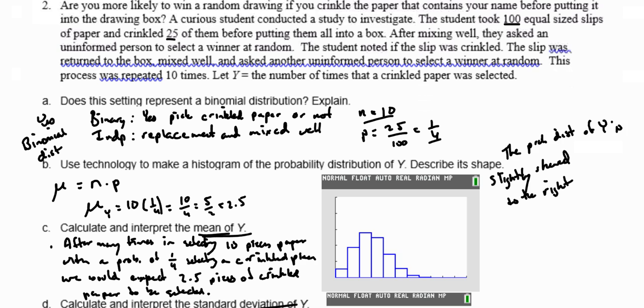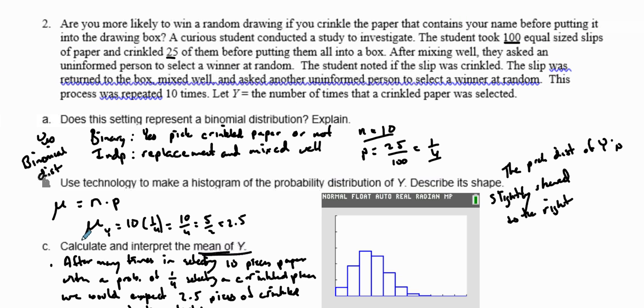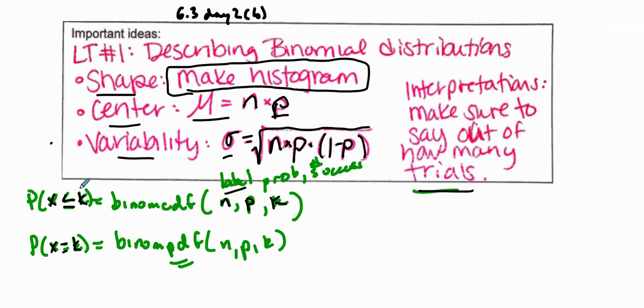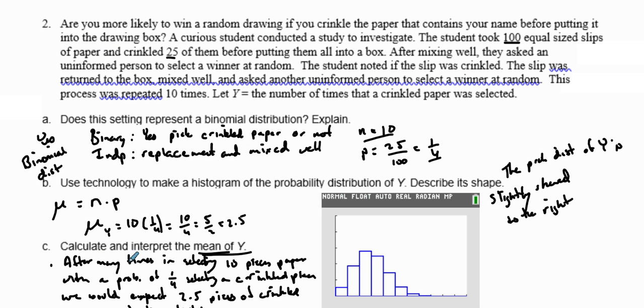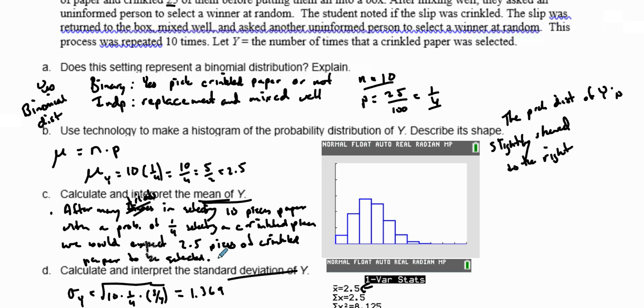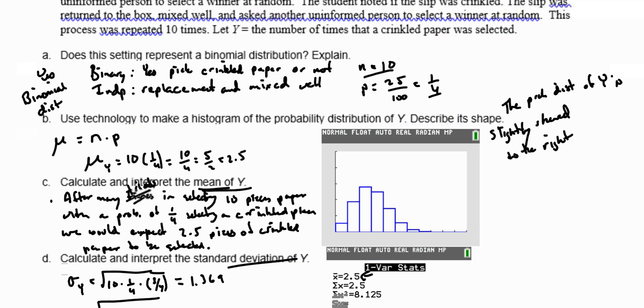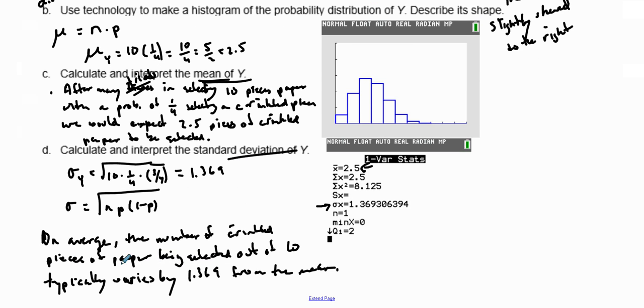All right, and so that is what we got. Once again, talking about binomial distributions, how to find the center, how to find the variability, look at the shape, and make sure that we say after many trials. After many times selecting 10 pieces of paper with a probability of 1/4 of selecting a crinkled paper, we would expect to get about 2.5 pieces of crinkled paper to be selected. The average number of crinkled pieces of paper selected out of 10 typically varies by 1.369 from the mean. And there we go. Good luck and God bless in the rest of your binomial problems.